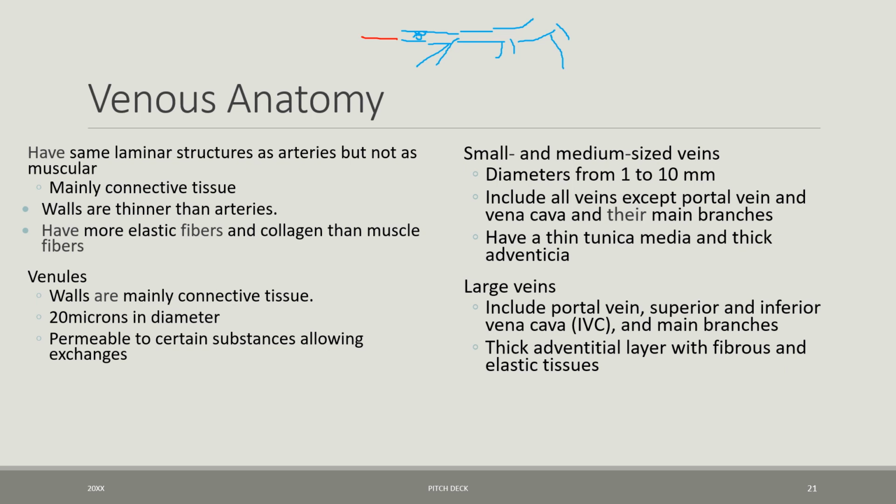All these medium veins are going to dump into our large veins, which consist of the portal vein of our liver and the superior and inferior vena cava. And those vena cavas are going to dump into the right atria of the heart.